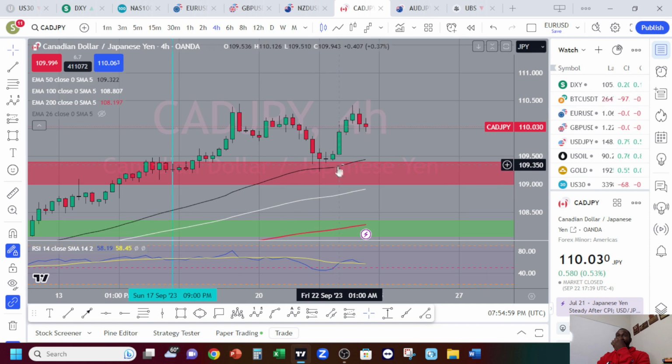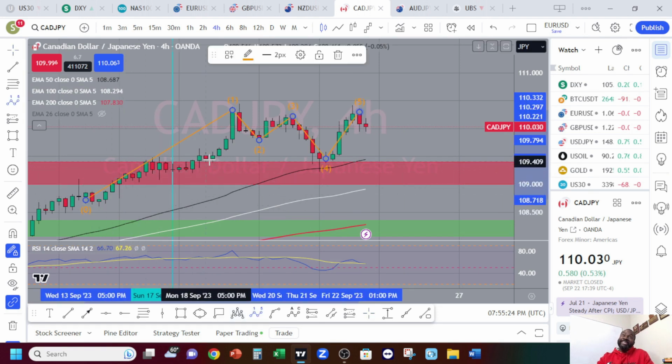You see that EMA, it's three EMA all lined up. Price is making higher highs and higher lows, and we can see when price breaks that resistance right here, it will come back to test it. This is what it did.